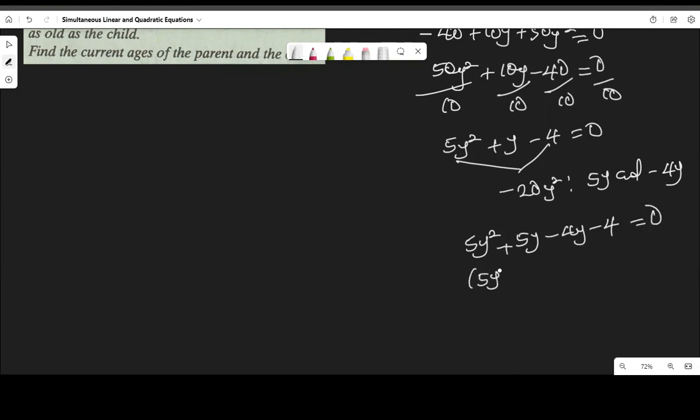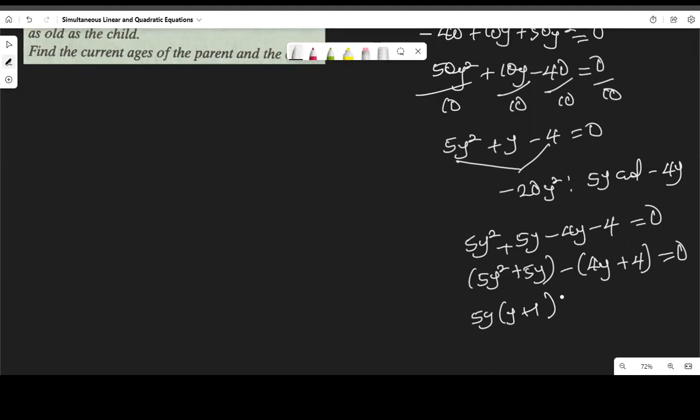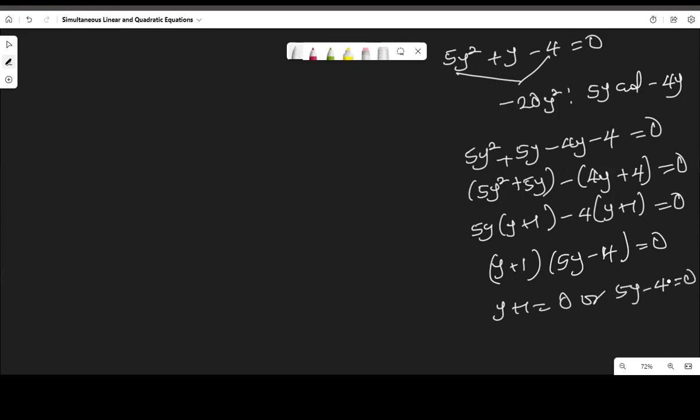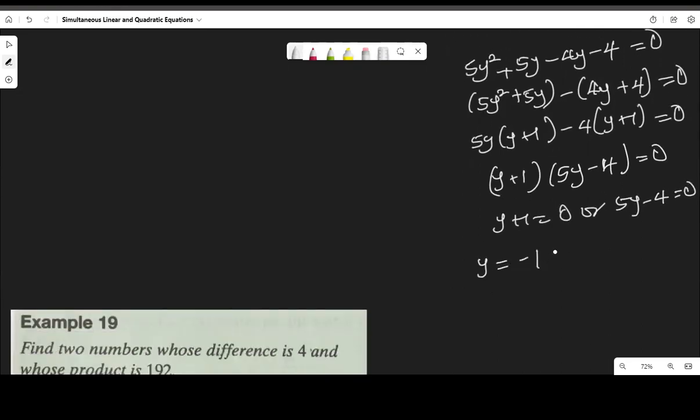We group it two by two. 5y is common here: 5y into y plus 1. We have minus 4 into y plus 1 equals 0. y plus 1 is a common factor there. So we group y plus 1 and 5y minus 4 equals 0. Either y plus 1 is equal to 0 or 5y minus 4 equal to 0. That means y is equal to negative 1, or 5y equal to 4. Divide both sides by 5 here, or y equal to 4 over 5.